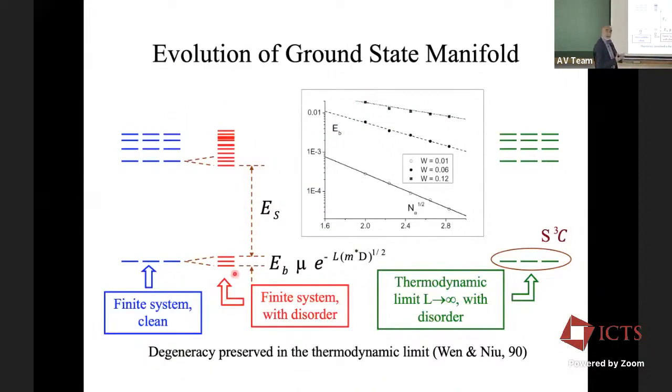And what you see is what is expected. This is all done on a torus geometry, that is, periodic boundary conditions. Then one can show that when you have 1/3 filling, you actually have 3 degenerate ground states.